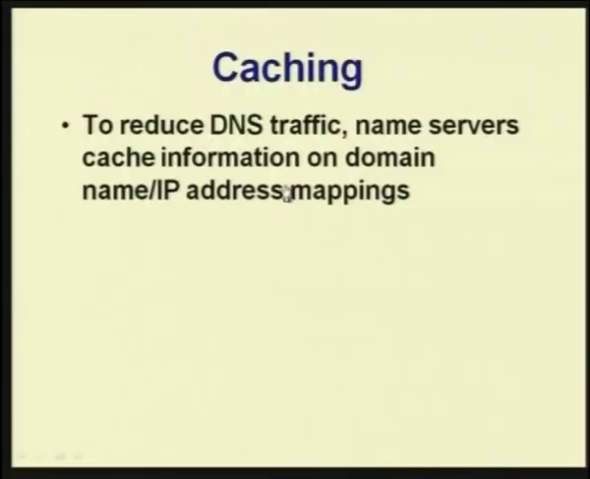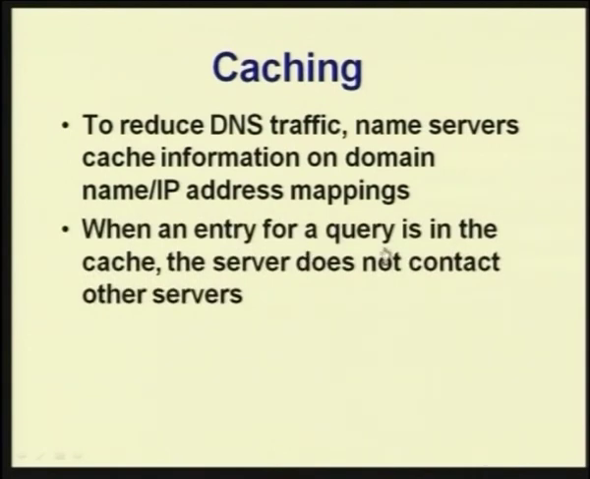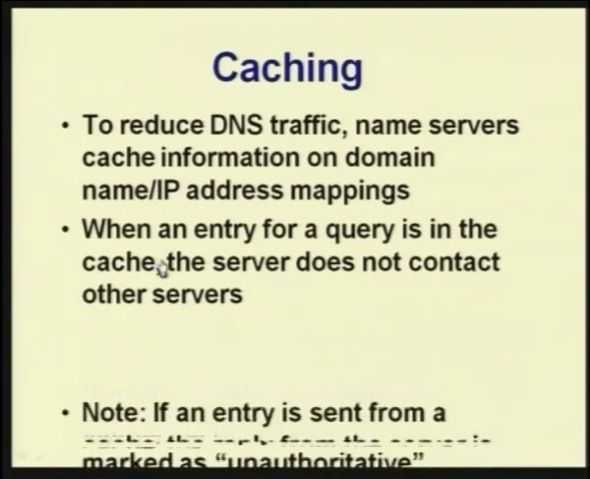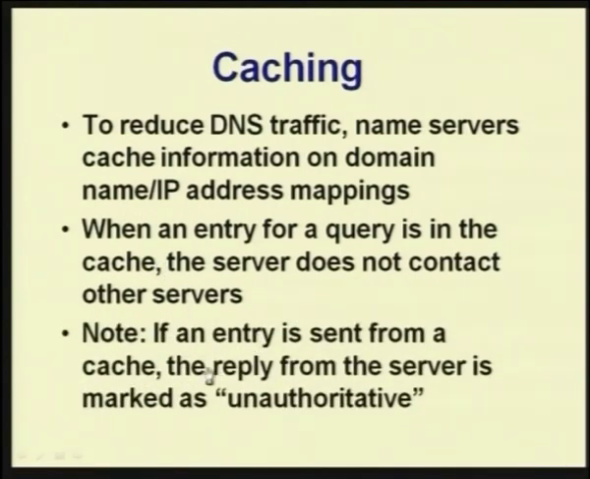The name servers cache information on domain name to IP address mappings. So, when an entry for a query is in the cache, the server does not contact other servers; it can just give the answer from the cache itself. If an entry is sent from a cache, then the reply from the server is marked as unauthoritative, to indicate it is not coming from the authoritative server, but from the cache. So, with caching we are able to reduce the traffic for DNS.